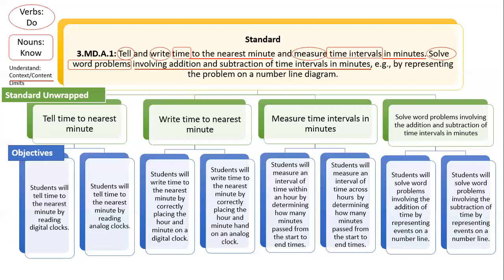That word by is really important. By reading digital clocks, by reading analog clocks. This is what students will have to do. This is how I'm going to measure my students' mastery of these. If they can correctly place those hands onto the analog clock, that's measurable. I can observe it and I can see if students are able to do it. Let's go on to the next objectives.